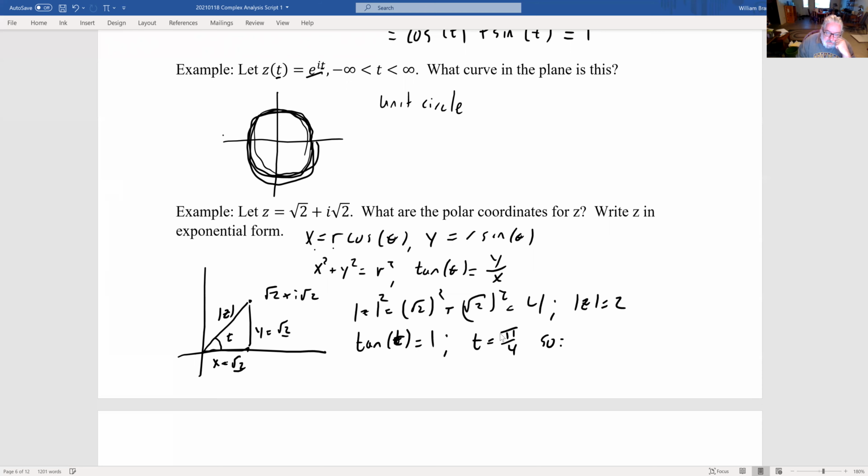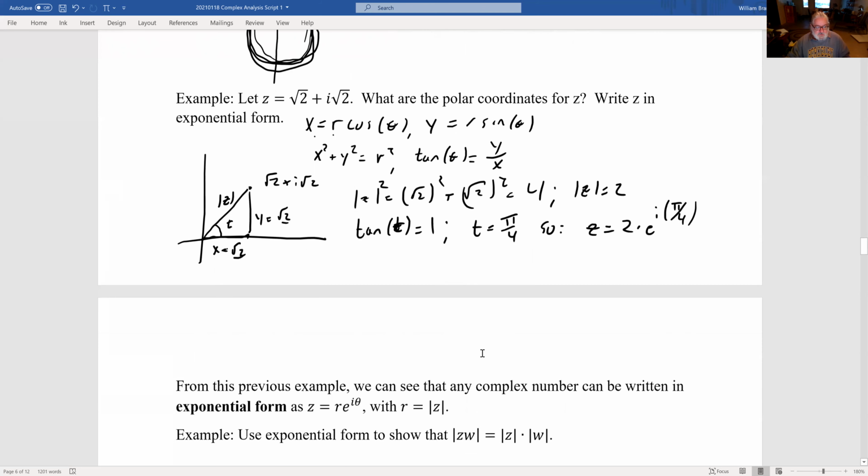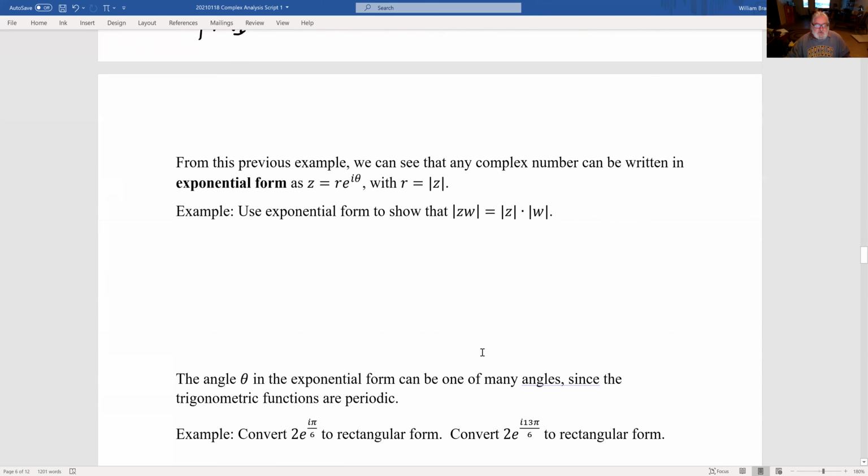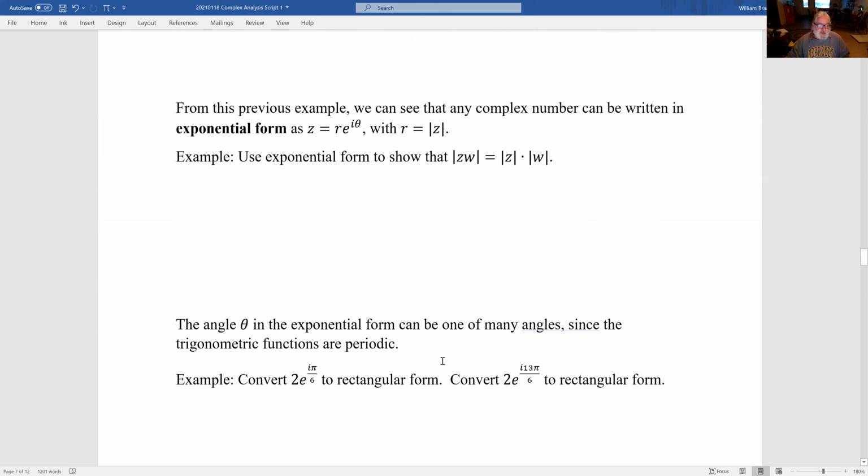So z is 2 times e to the i pi over 4. Right? So z equals r e to the i theta, and r is whatever the modulus of z is. So any complex number can be written in exponential form as z equals r e to the i theta, with r equal to the modulus of z.